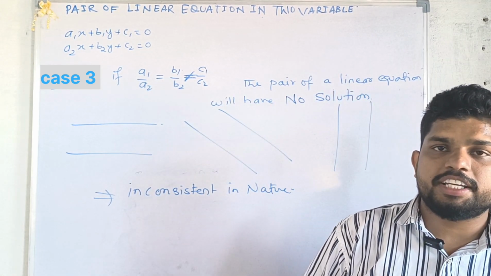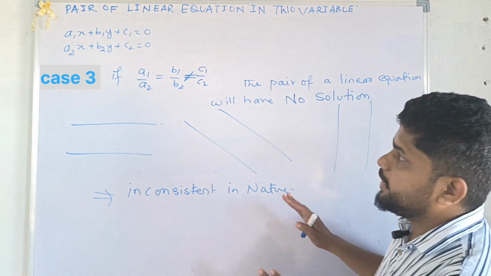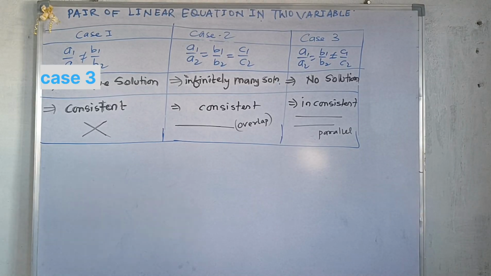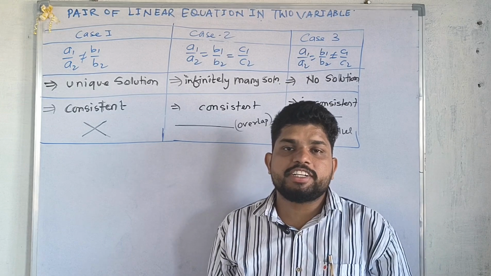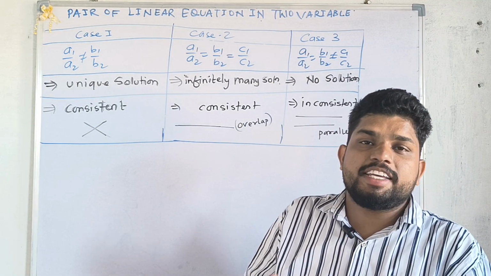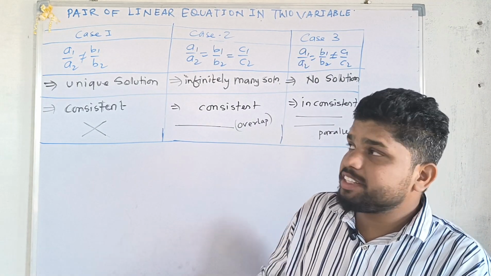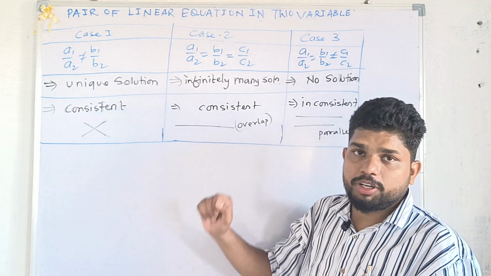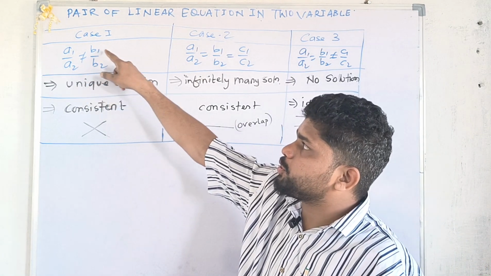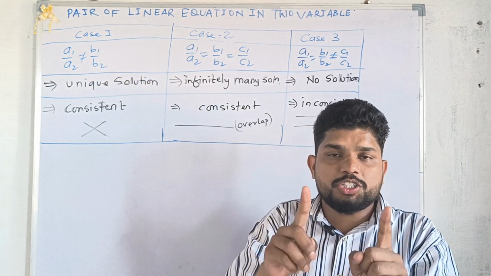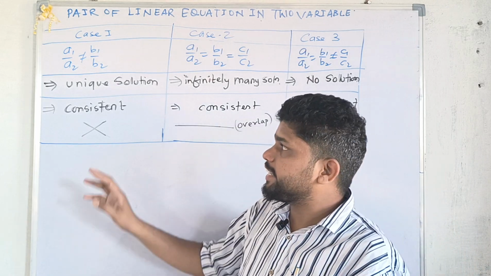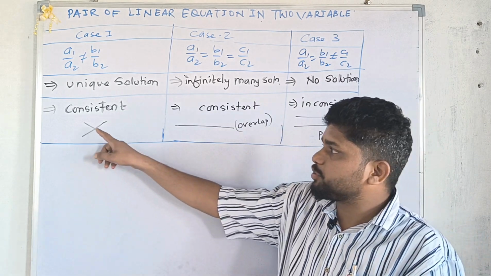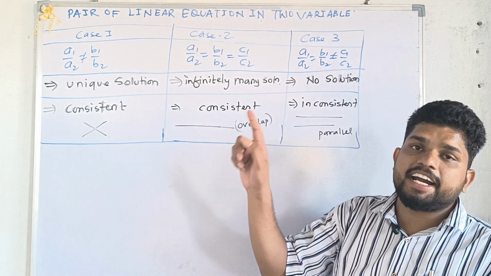Now let us take one example to understand it better. Now dear students, in order to make the formula easier for you to learn, I have prepared this small chart which shows all three cases. Let me run you through it one by one. If A1 upon A2 is not equal to B1 upon B2, that is, if the first two ratios are not equal to each other, then they will have a unique solution, and they are consistent, and their graph will be like this. They will cut at one point.